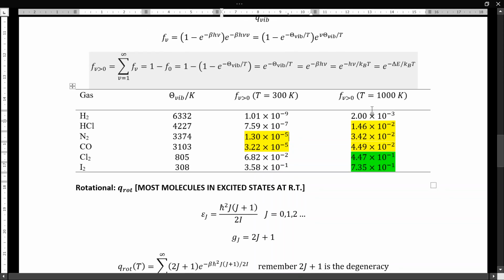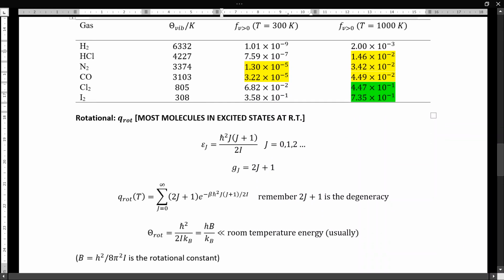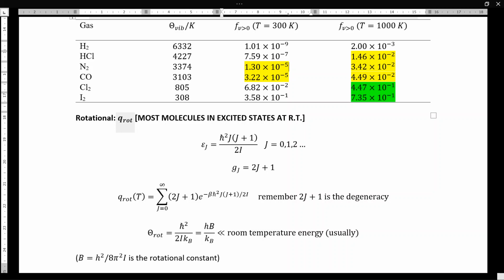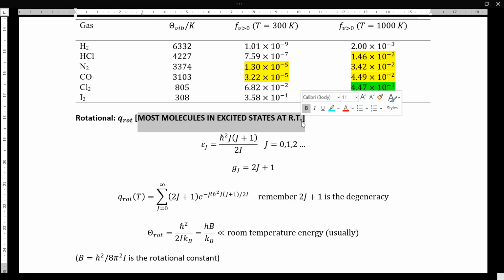Good. Now we'll go on and see how we account for the rotational partition function. If I may already say, and I'm sure you would have guessed that too, most molecules are in the excited states at room temperature. Remember, the rotational energies were, I think, 100 times much smaller than the vibrational energies.